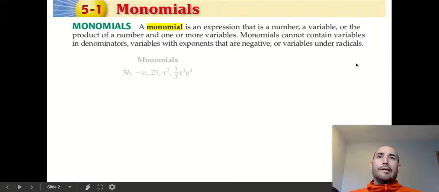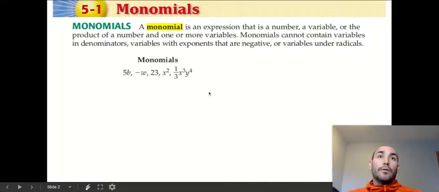So what does that look like? Here's an example of what some monomials look like. 5b is considered a monomial because it's just the product of a number and a variable. Negative w is a monomial. It's just the product of negative 1 times w. 23 is a monomial because it's just a number. X squared is a monomial because it's just a product of x times x. 1/3 x cubed y to the 4th is also considered a monomial because it's just the product of 1/3 times x times x times x times y times y times y times y. It's just a product of numbers and variables.